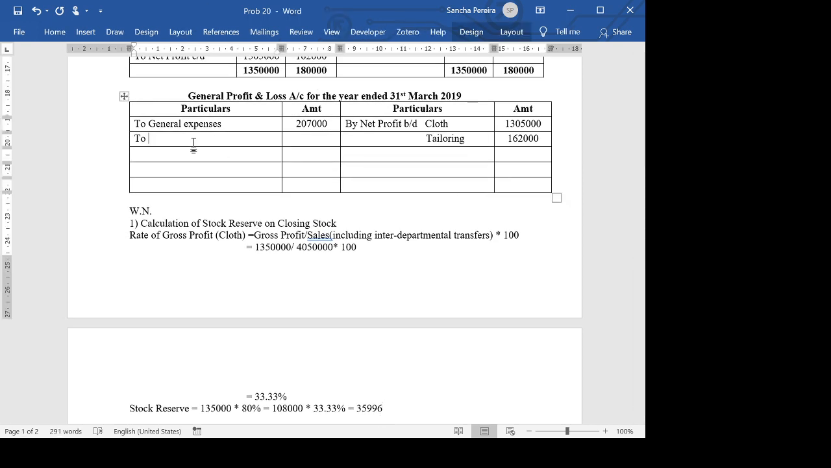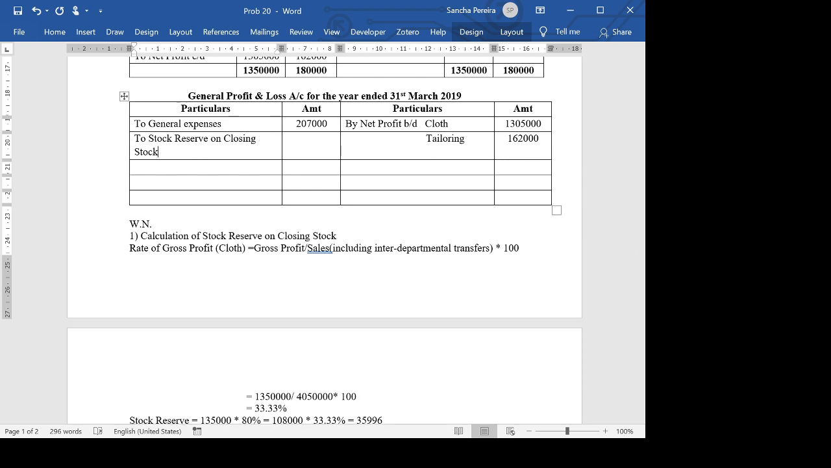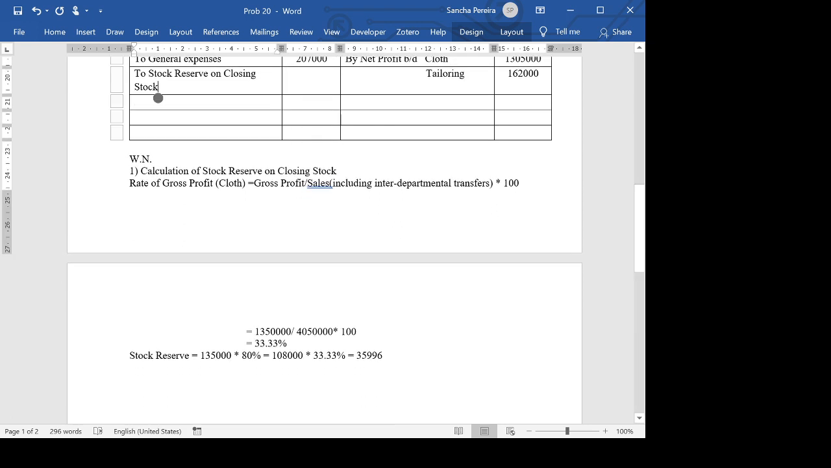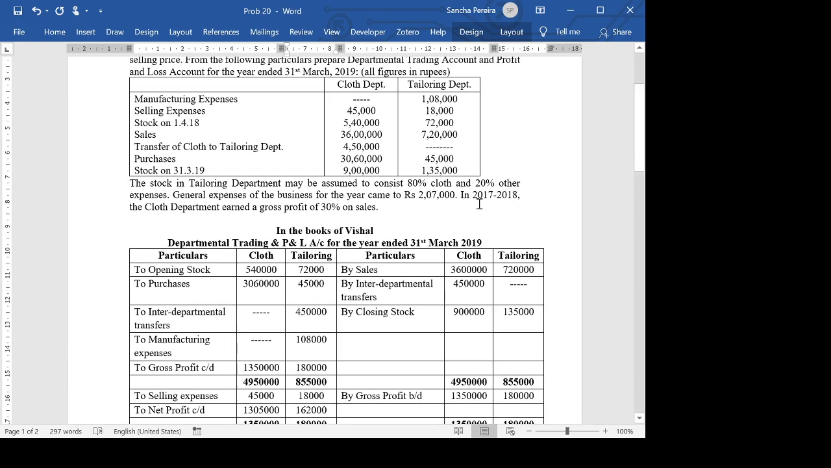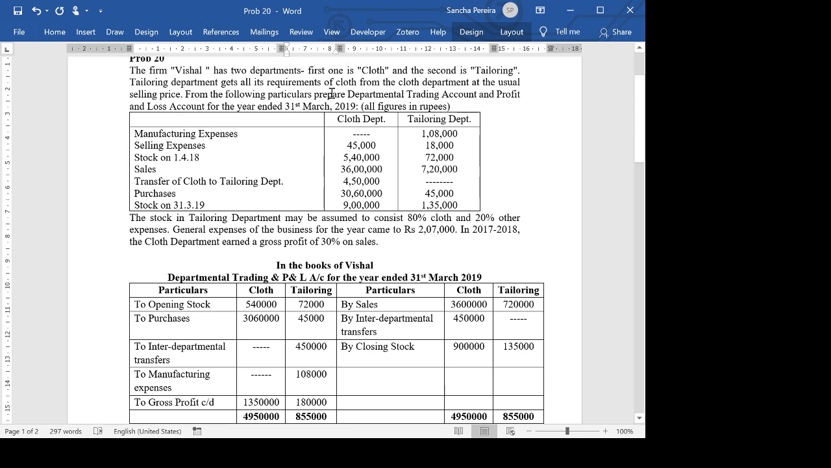We put this here: to stock reserve on closing stock, also called unrealized profit on closing stock, or provision for unrealized profit on closing stock. You can call it anything. In this problem it is 35,996. Similarly, in this problem, they've also given us 2017-18, that's the previous year. Our year is 31st March 19, so 18-19.